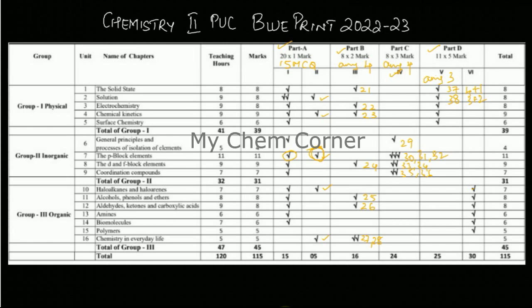These are possible other 2-mark questions that can be asked in that 38th question. But one compulsory question is a problem on colligative property. Next is question number 39, which is a question on electrochemistry.